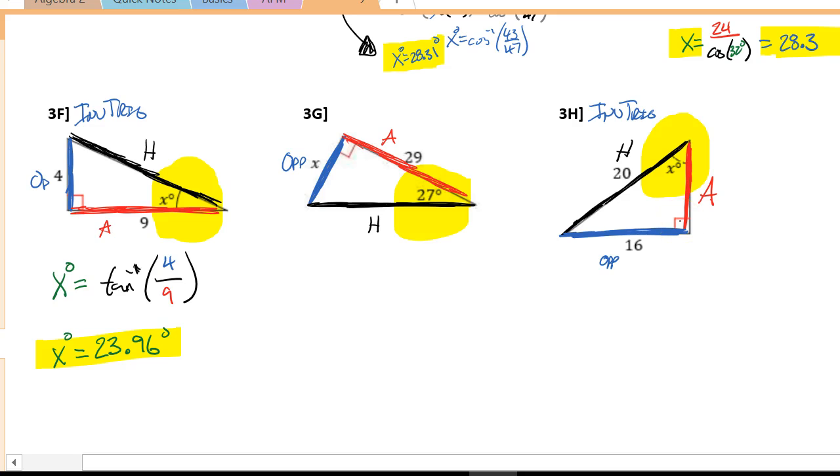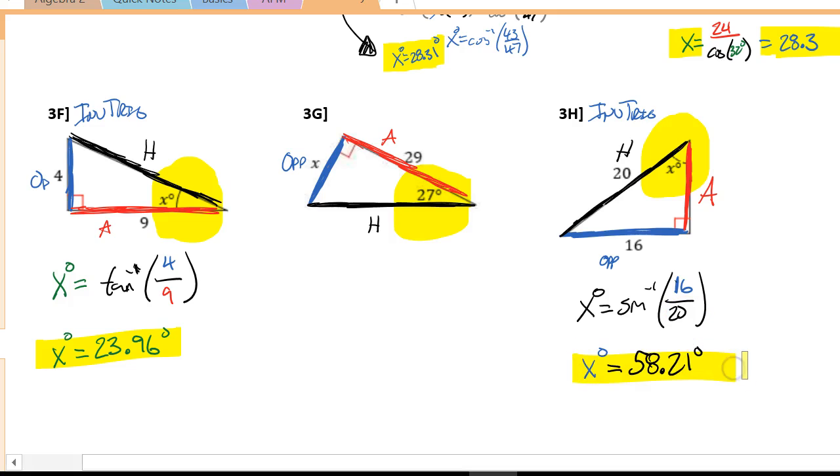We'll jump over to 3H. Once again, we are looking for x degrees. We're given the opposite and the hypotenuse in this case. So that means we're going to use the inverse sine of 16 over 20, where x degrees is equal to 58.21 degrees from our calculator.